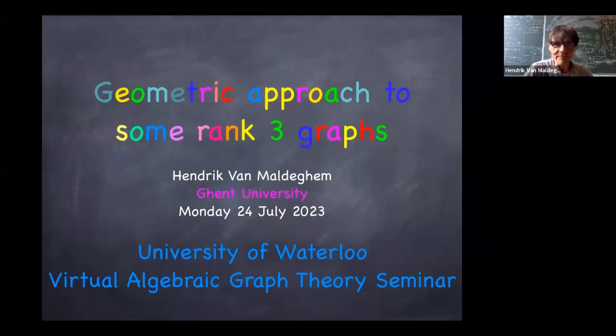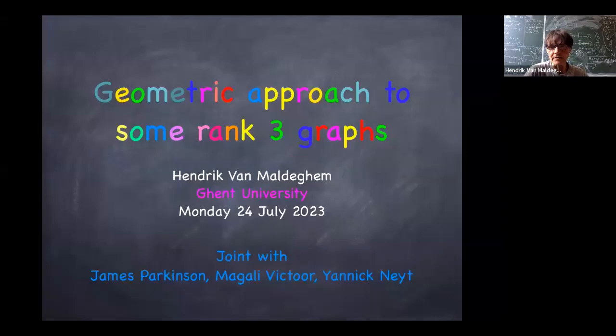So today we'll be talking about some geometry around some rank 3 graphs. That was the closest thing I could find with graph theory and combinatorics that I'm currently working on. It is joint work with James Parkinson from Sydney and two of my PhD students, Magali Victor and Yannick Meijt. I will not tell the story alphabetically, I will make a detour, but you will see.